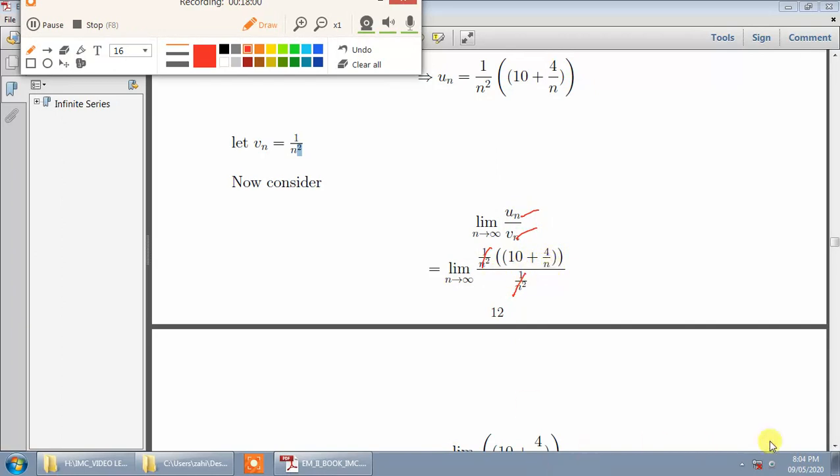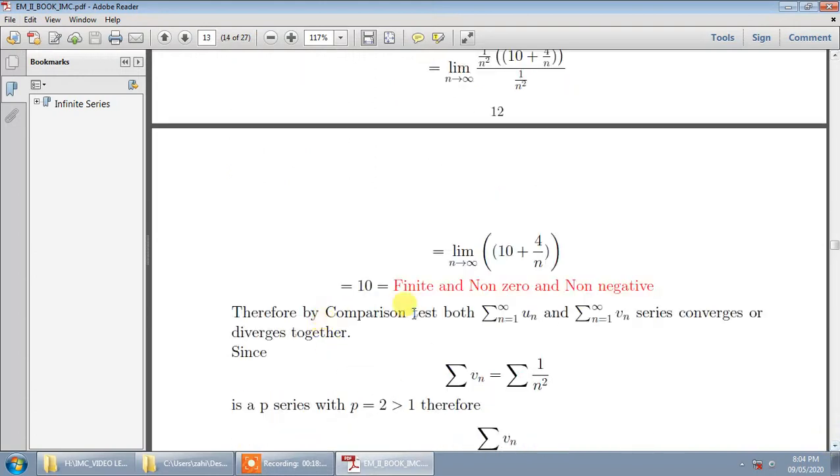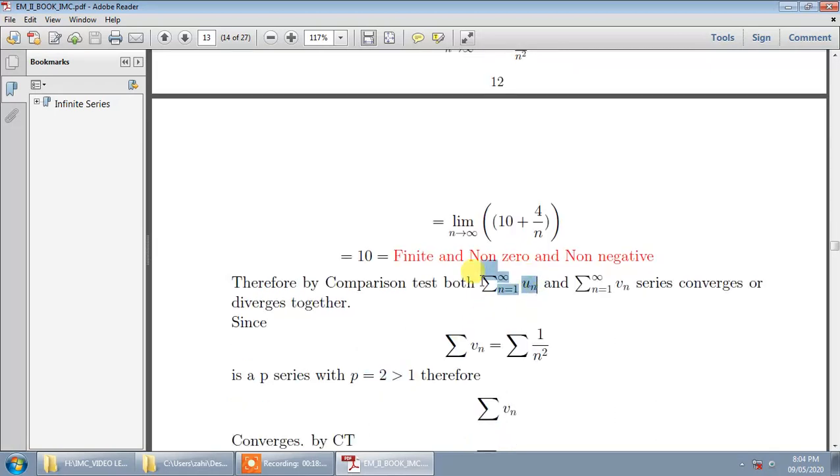If I put n equal to infinity, the answer is equal to 10, which is finite and not equal to 0. Therefore the comparison test works here. Since 10 is finite, non-zero, and non-negative, the comparison test works, therefore both series summation Un and summation Vn converge or diverge together. Summation Vn is 1 upon n square, and this is a p series with p equal to 2, greater than 1, therefore this series converges. Therefore the given series summation Un also converges.